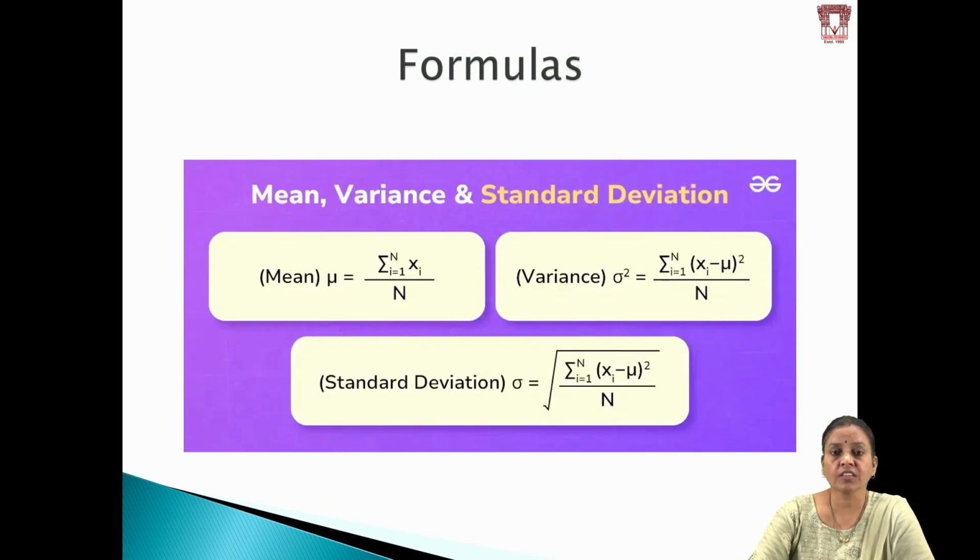Now let us see the formulas. The mean is the summation of i equals 1 to n of xi divided by n. The variance is the summation of i equals 1 to n of (xi minus mu) whole squared, divided by n. And the standard deviation is the square root of the summation of i equals 1 to n of (xi minus mu) whole squared, divided by n. Thank you.